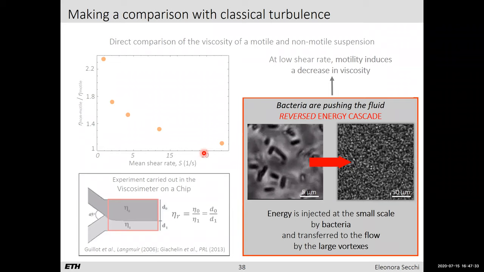And so this more macroscopic phenomenon of the decrease in viscosity was again underlining how important were the vortex structures generated by bacterial activity to lower the viscosity. And this is the opposite of what happens in classical turbulence, where the vortices are dissipating energy. And so we could really conclude here that the bioturbulence bears a strong similarity with the intermittency observed at the onset of classical turbulence in pipe flow. However, here we have a reversed energy cascade due to the interplay between bacterial motility and flow.